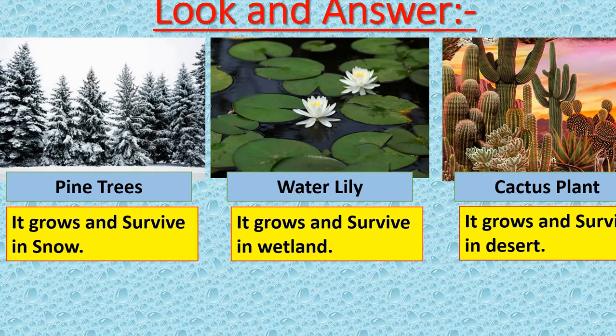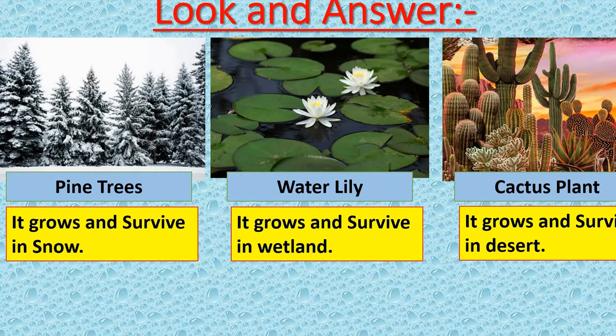Today we are going to start a new lesson which is about plant adaptation. As we said before, animal adaptations are structured things that help them to survive, and some behavior that helps them to survive. Also, plants have special parts that help them to survive.